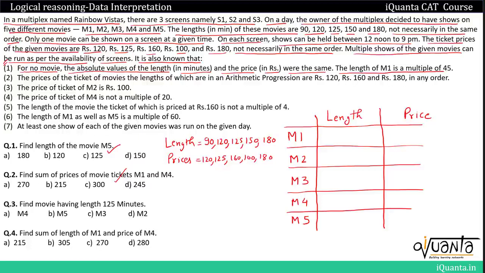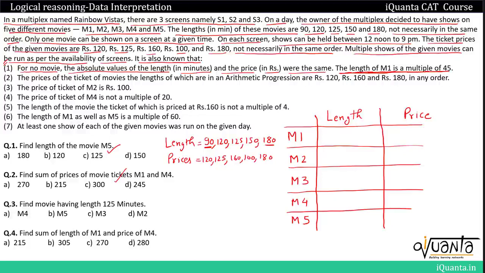So from point 1 we can see that the length of M1 is a multiple of 45. So let us find out which length is a multiple of 45. So 90 is a multiple of 45 and 180 is a multiple of 45. So we cannot assign the length to M1 for now. So let us read further.